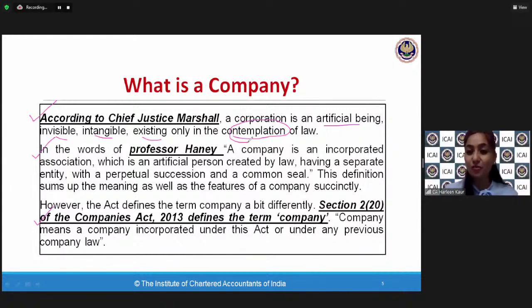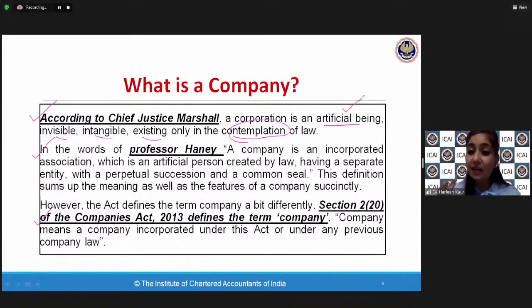Similarly, Chief Justice Marshall applied his brain. He said, is the corporation a living thing? We always say that a company has its own identity, but children, is it a human agency? Can it breathe? Is a company given birth by a person? The answer is no. It is an artificial being.